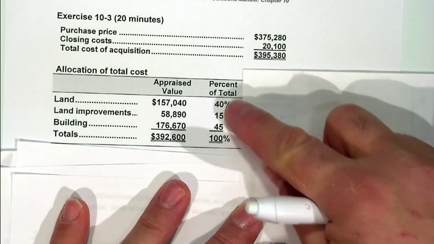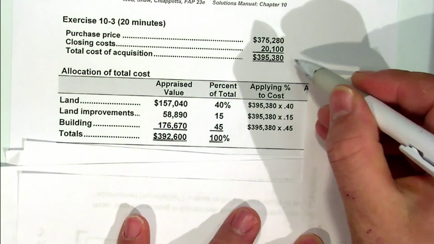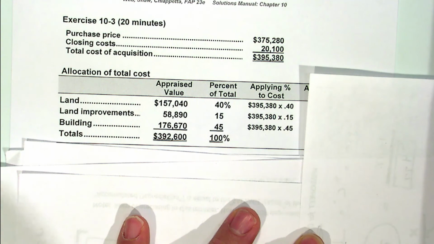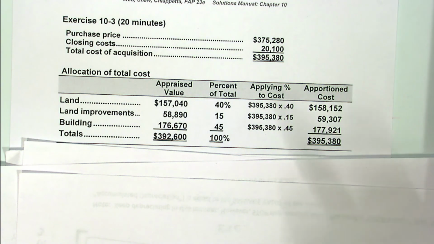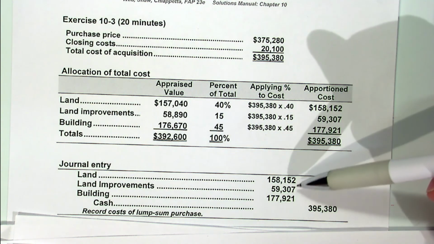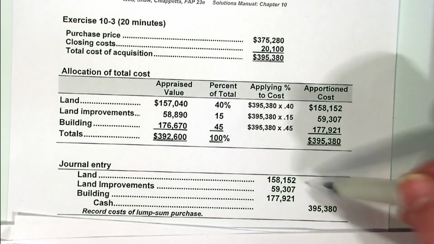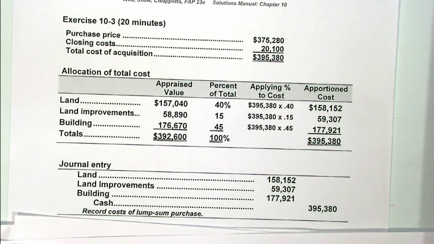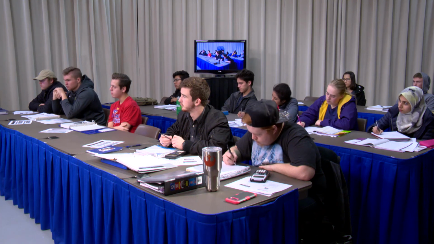Then what do we take that percentage times, folks? We take it times the 395,380. Okay? The 395,380. And then the apportioned costs that we arrive at are shown. This gives us our journal entry. And of course, you need to make sure your debits equal your credits, right? Sometimes you might have to round a little bit, and that's fine. I don't care if you're off by $1 or $2 on these amounts, but the journal entry needs to balance exactly. You with me? Okay. Did you guys get that? All right. Any questions on exercise 10.3?